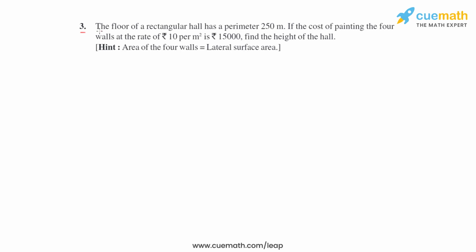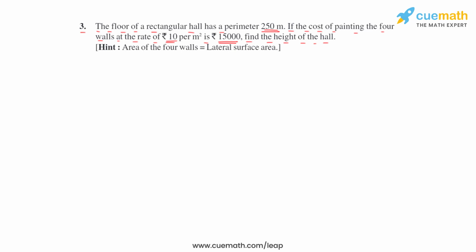In the third question, it is given that the floor of a rectangular hall has a perimeter of 250 meters. If the cost of painting the four walls at a rate of rupees 10 per square meter is rupees 15,000, then we have to find the height of the hall. One hint is also given: the area of the four walls is nothing but the lateral surface area.